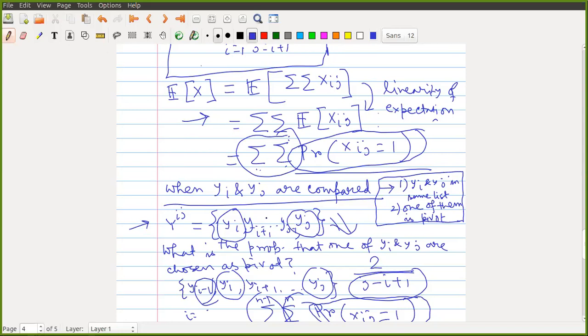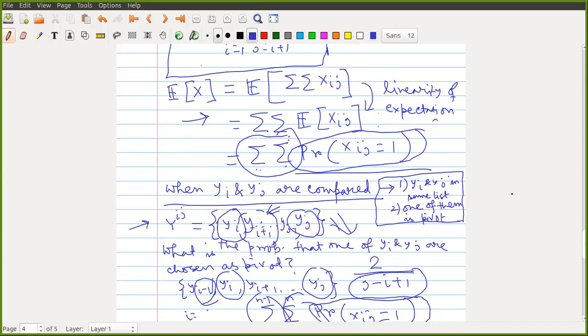Now suppose I pick something else as pivot, say yi plus 1. In that case, I'll be comparing yi plus 1 to everything, right? Then yi and yj are not compared, at least in this round. They may be compared among themselves in some sublist, but not in this yij list, right? So yi and yj are only compared when either of them is chosen as pivot.